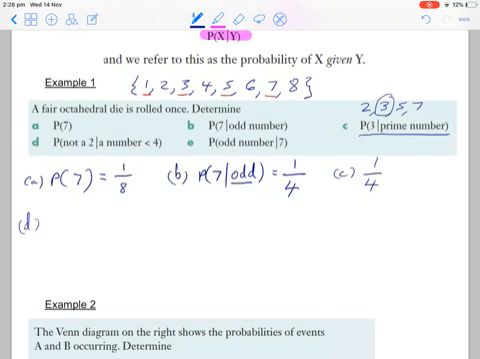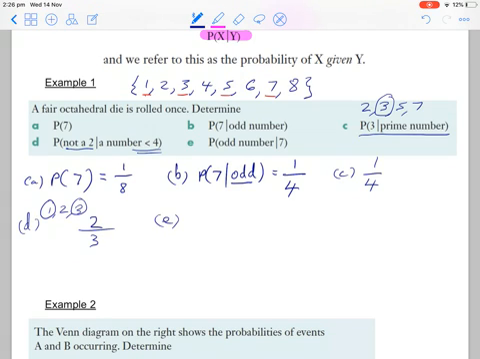Now in D, the probability of getting not a 2, given that the number is less than 4. I'll start off with that bit, less than 4. Less than 4 means it can be a 1, a 2, or a 3. So I know my fraction is going to be out of 3. Now I go to the first bit, not a 2. 1 and 3 are obviously not 2, so there's 2 options, so 2 out of 3.